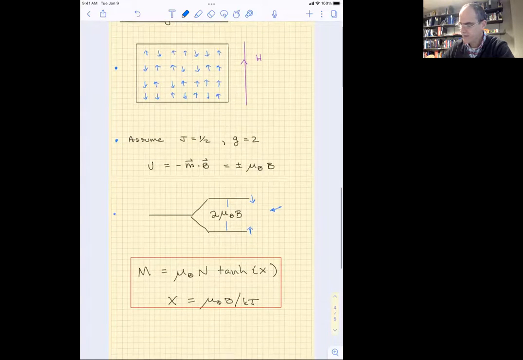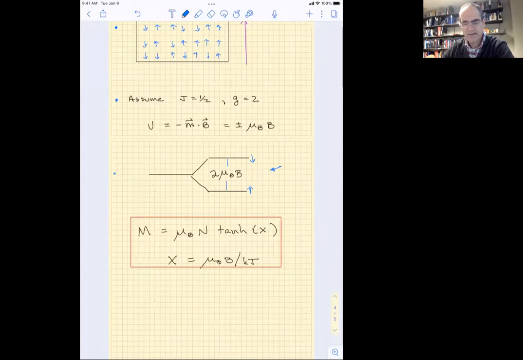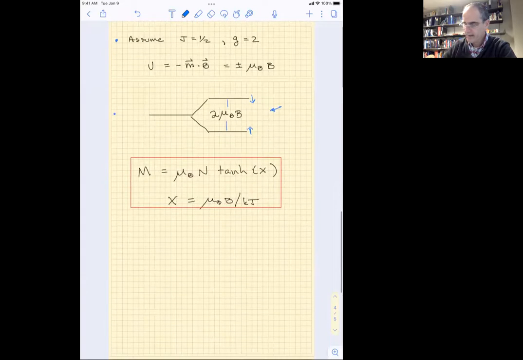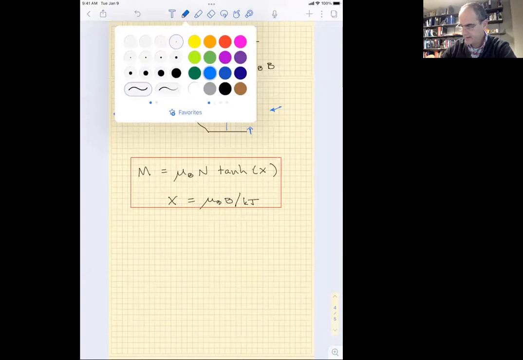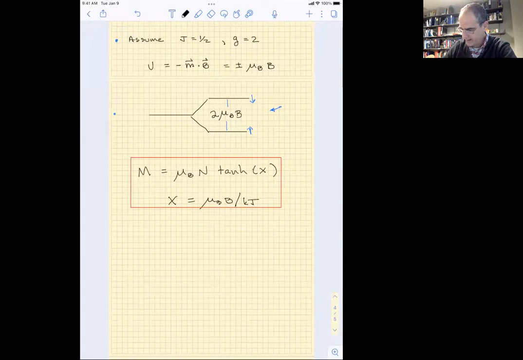In this case, what we found was that the magnetization should be mu B times N times hyperbolic tangent of x, where x is a factor that's equal to mu B times B divided by kT. Okay? Well, that's nice. We got a nice, simple expression. But what does this expression mean?